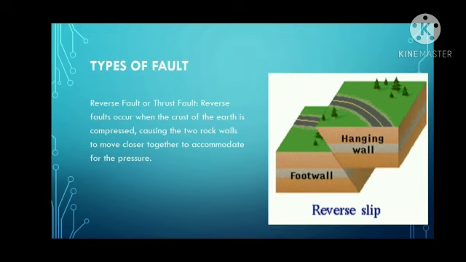Next, we have the reverse fault or thrust fault. Reverse faults occur when the crust of the Earth is compressed, causing the two rock walls to move closer together. Because of the compression, the hanging wall is above the footwall, as you can see in our image, and it accommodates for the pressure because it applies compressional stress. It's also called the reverse slip.